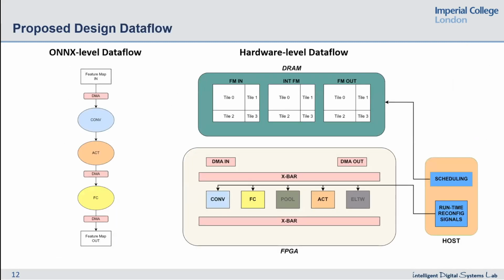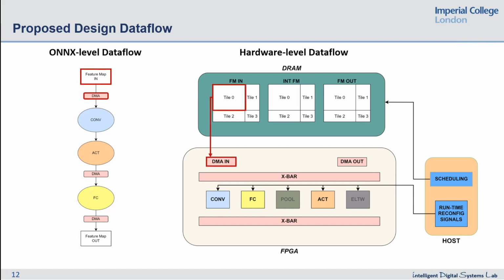So having established the main hardware architecture, here we provide an example of how the data flows through the proposed design. On the left, we see the high-level architecture of a tiny example model and its respective layers. And on the right, we see the hardware-level design with all the necessary hardware components.